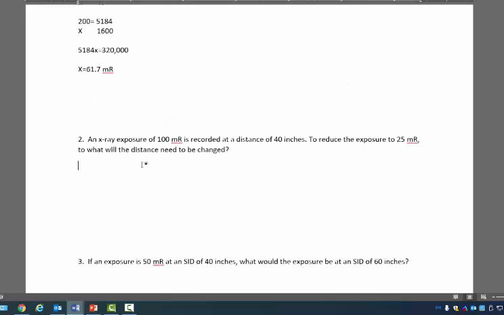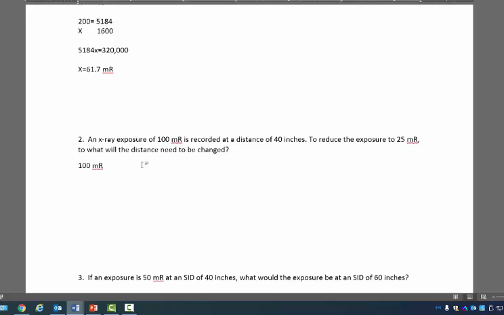Alright, let's look at number 2. This one you have to work a little bit different because it's asking for a distance this time. So this question is asking, an X-ray exposure of 100 milliroentgen, that's our first intensity, is recorded at a distance of 40 inches. That's our first distance. To reduce the exposure to 25 milliroentgens, to what will the distance need to be changed?